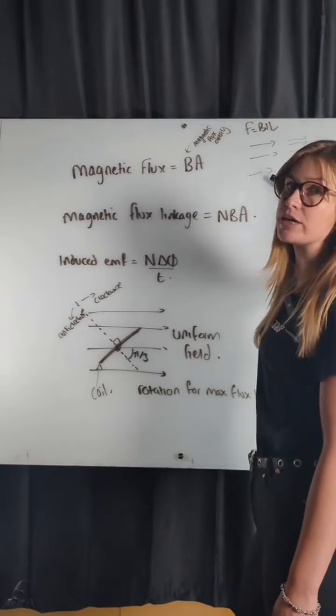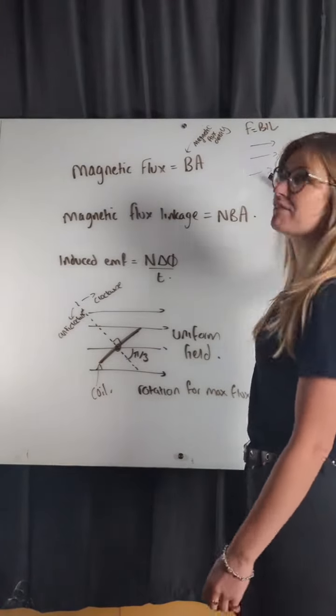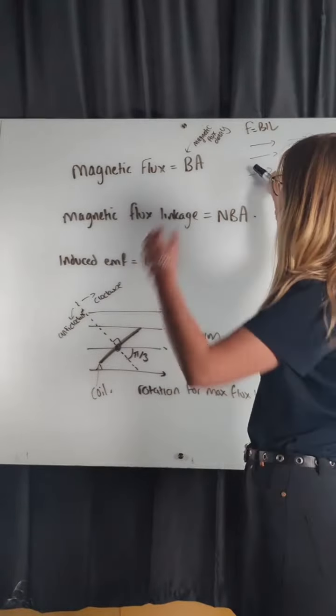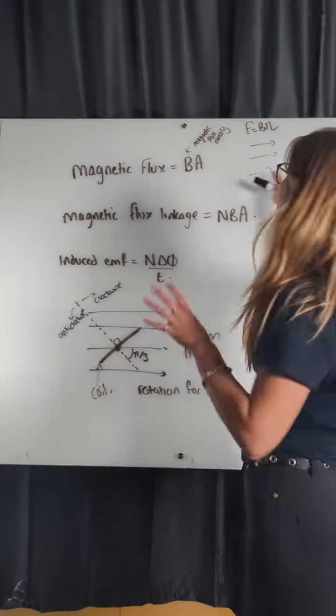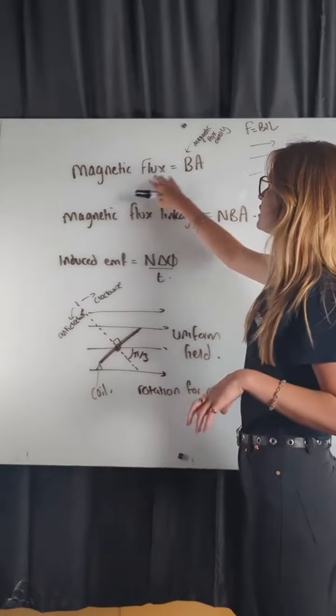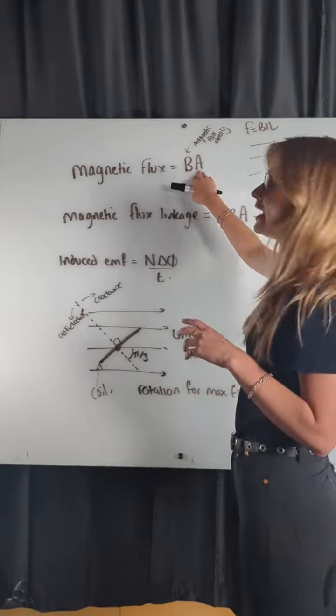So, for example, if I have these field lines or I have these field lines, clearly this side has got a greater value of B, of magnetic flux density, because there's more field lines in a concentrated area. They're more dense. So that's magnetic flux density. It just tells us how many field lines we have passing through a unit area. So magnetic flux is just our magnetic flux density times our area.